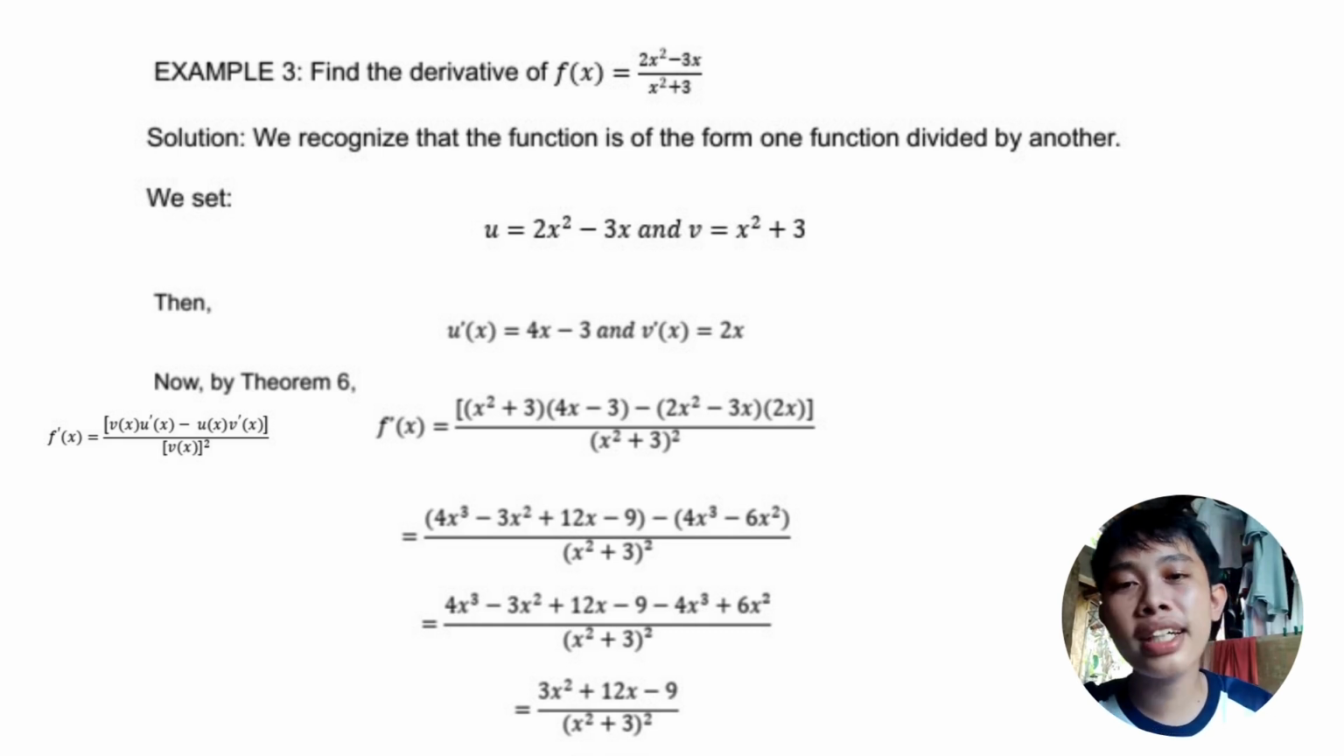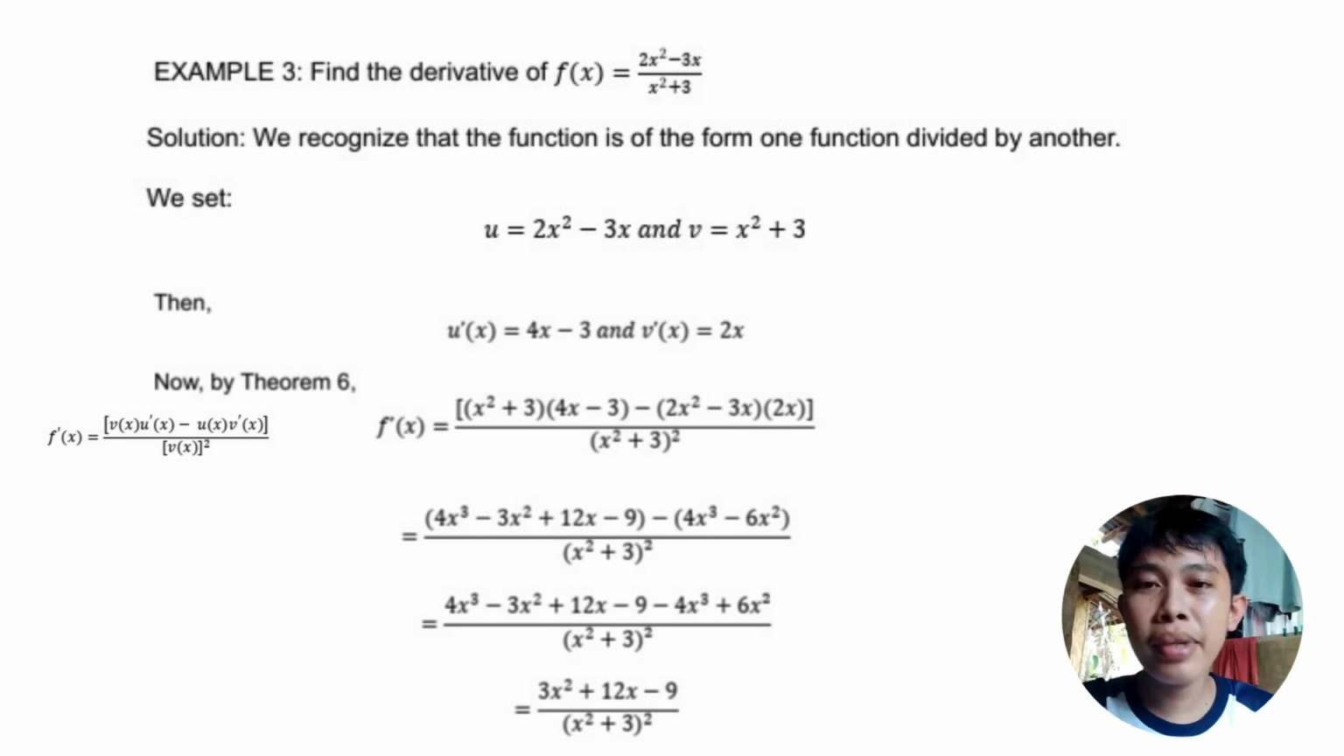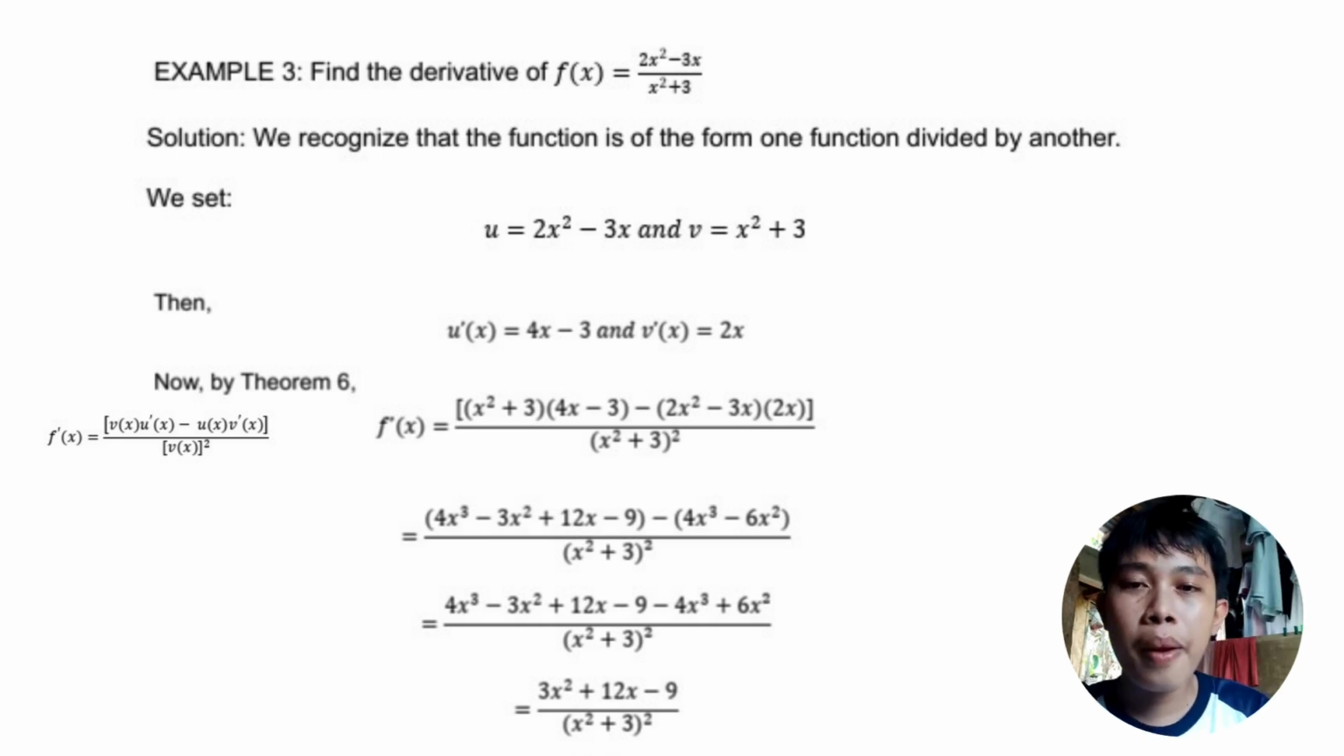We use the power rule in finding the derivative of u and v. So now by Theorem 6, let's follow the formula f prime of x is equal to v of x times u prime of x minus u of x times v prime of x over v of x squared. So we simply substitute everything. So f prime of x is equal to v of x, which is x squared plus 3, times u prime, which is 4x minus 3, minus u of x, 2x squared minus 3x, times v prime, which is 2x, over x squared plus 3 squared, which is our v of x squared.